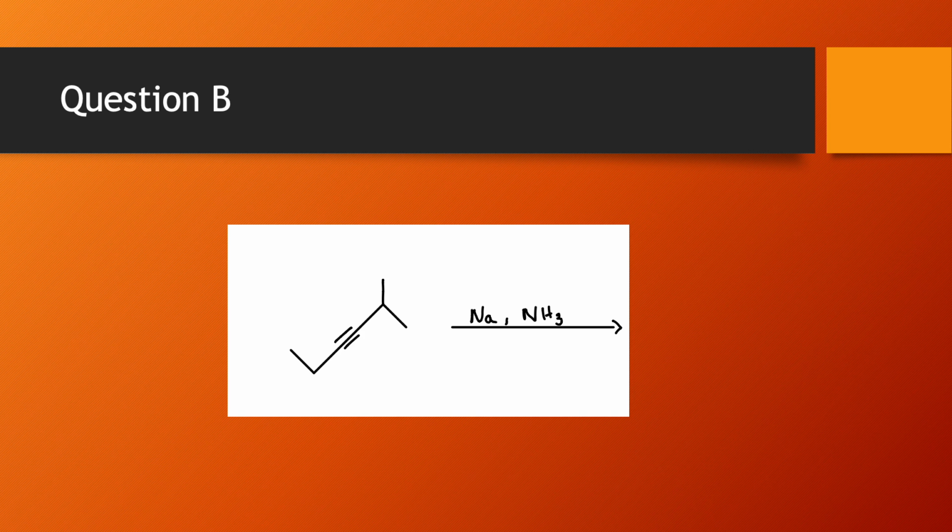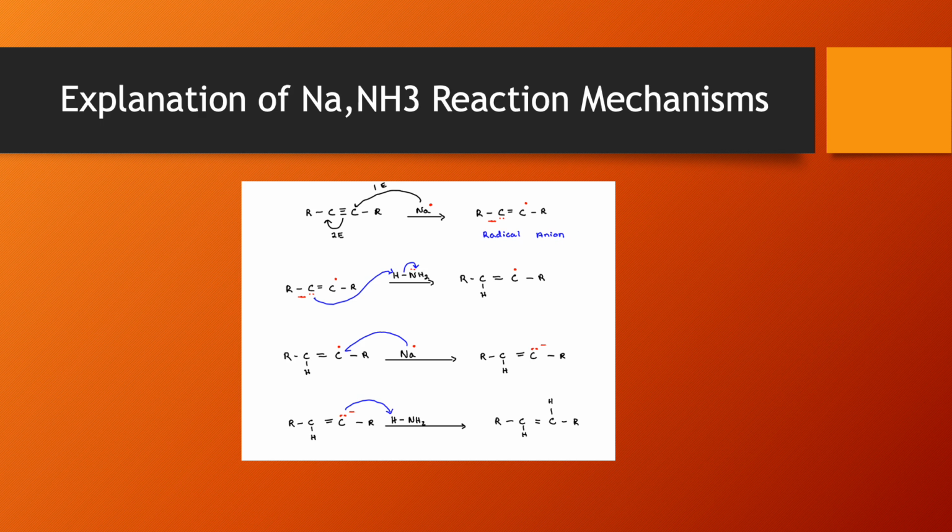Question B. We have this molecule reacting with sodium and ammonia. I just want to go over the sodium-ammonia reaction mechanism because I feel like it's important to know for these reactions. So we're going to start out with a carbon triple bonded to a carbon, and each of those carbons is single bonded to an R group. And we have a sodium radical coming over and donating an electron to the carbon, which kicks off a single pi bond, which is 2 electrons, to the neighboring other carbon.